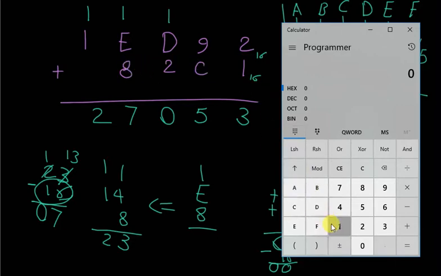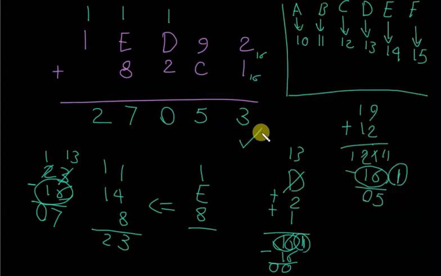So what I have here is 1ED92 plus 82C1. Let's see. So it gives me 27053, which is correct. So that means that our method actually works, and it's a right method.